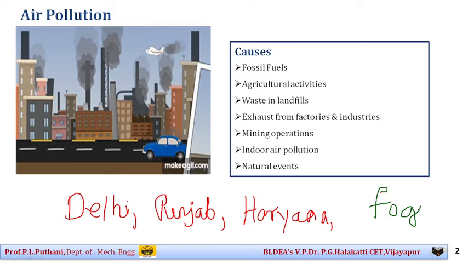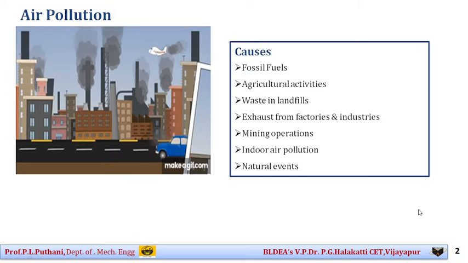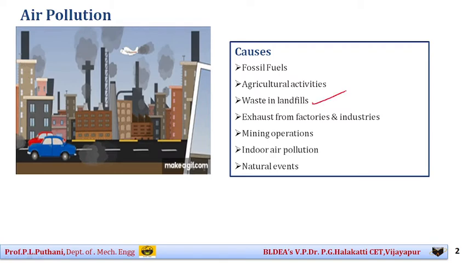Or even after 12 p.m., there was heavy fog, heavy smoke, because of which many accidents also happened. So after the fossil fuels, the next major contributor towards air pollution is nothing but the agricultural activities itself. Then the third one is the wasteland landfills.